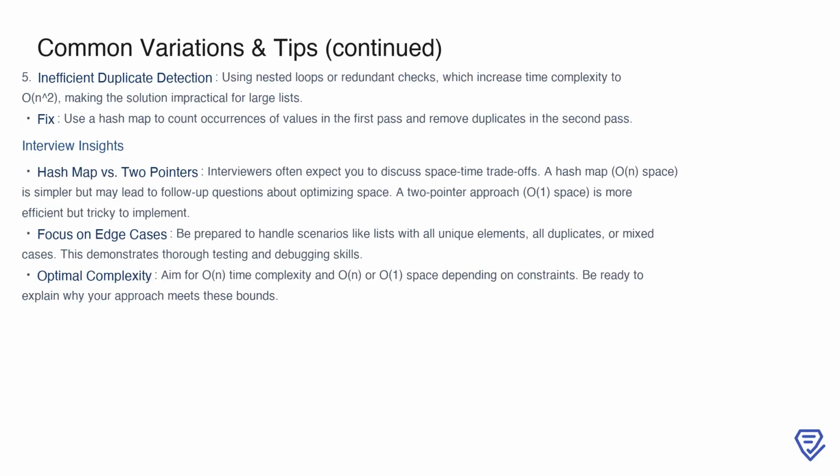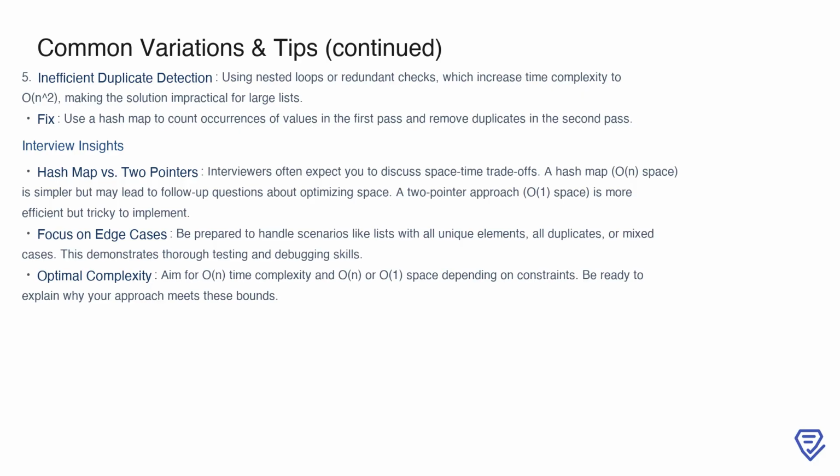Inefficient duplicate detection is another pitfall to watch out for. Using nested loops or redundant checks increases time complexity to O(n) squared, which becomes impractical for large linked lists. A better solution involves using a hash map to count occurrences in the first pass and removing duplicates in the second pass, optimizing the process.